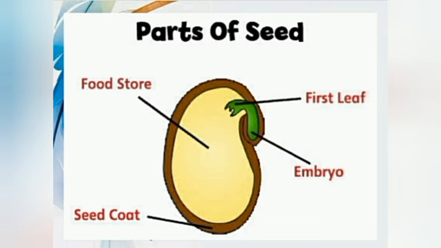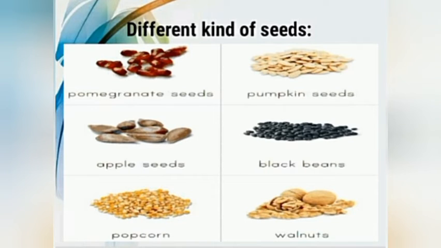The seed coat serves to protect the embryo and to transmit information regarding the external environment. The first leaf produces food for the plant by photosynthesis. And the embryo develops after a fertilized adult plant flowers and is generally contained within a seed or a pod. So these are some of the different kinds of seeds.